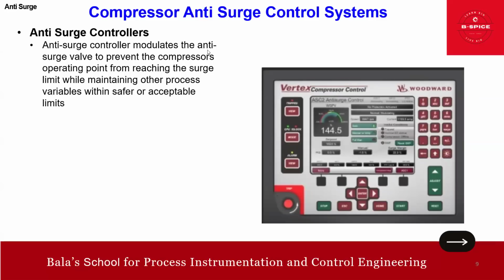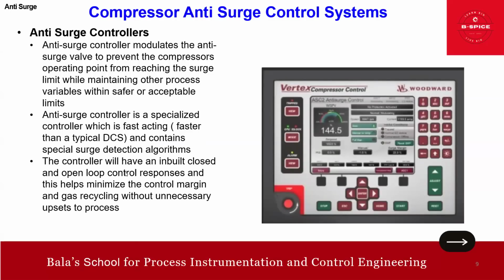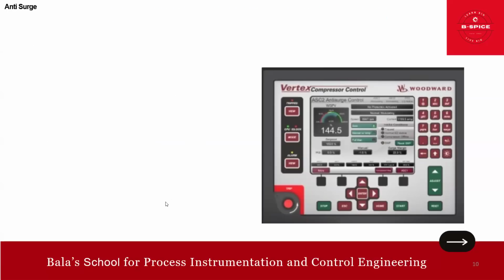The anti-surge controller modulates the anti-surge valve to prevent the compressor operating point from reaching the surge limit while maintaining the other process variables within safe or acceptable limits. It is a specialized controller which is very fast acting, faster than the DCS, and contains a special surge detection algorithm. The controller will have an inbuilt closed loop and open loop response, and this helps minimize the control margin and gas cycling without unnecessary upsets to the process.